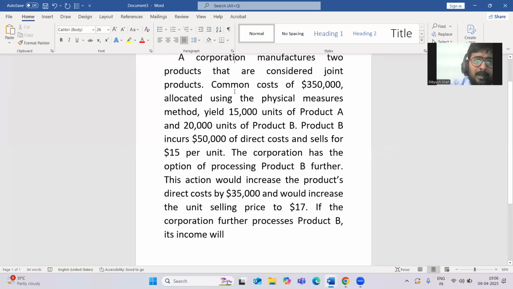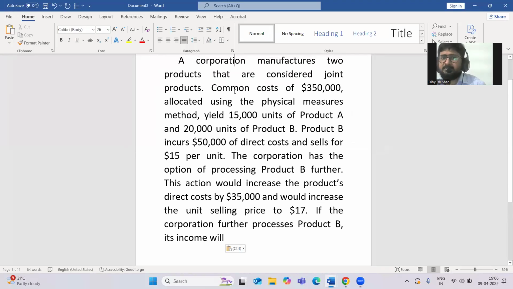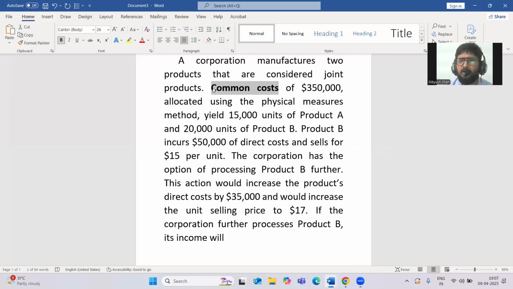So a company makes two products that are considered joint products. Common cost means joint cost. Common cost of $350,000 allocated using the physical measures method, meaning the physical unit method, gave you 15,000 units of product A and 20,000 units of product B.